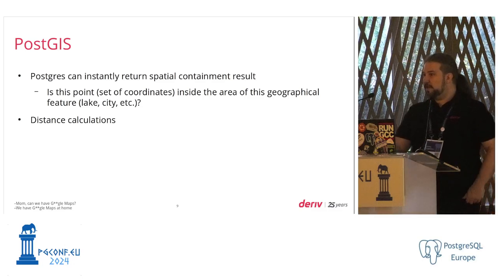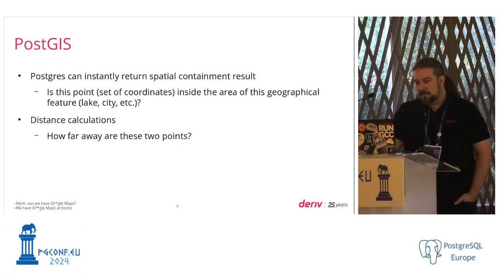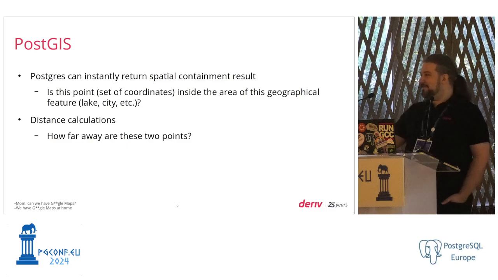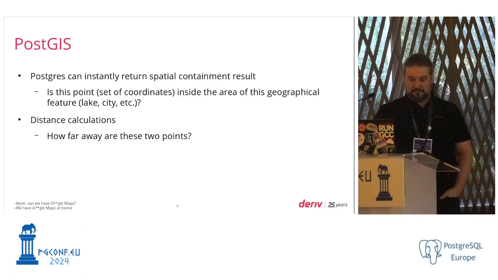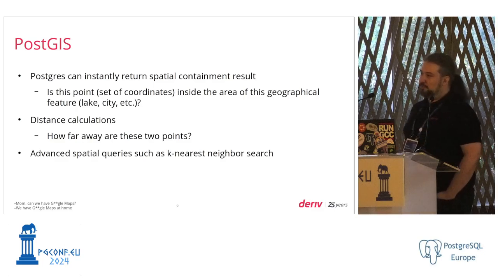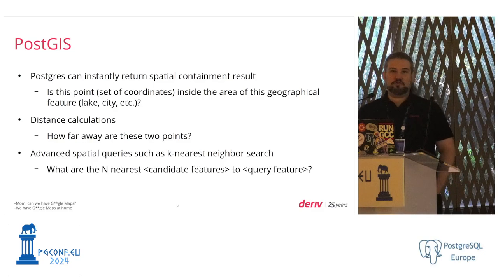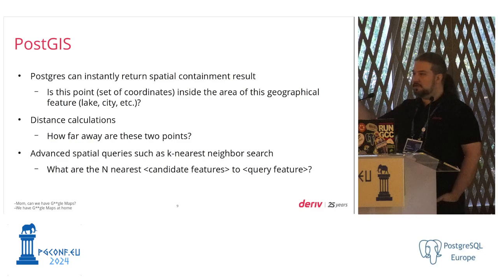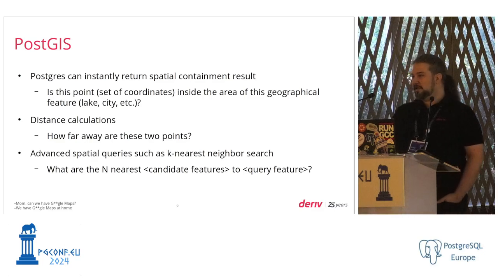It can also perform distance calculations, which are complicated because, unfortunately, the Earth isn't flat. And it can tell you how far. I see shocked looks in the audience. And it can also tell you how far away two points are from each other. But you can also perform advanced queries, such as the K nearest neighbor search, which means what are the nearest candidate features to this query feature. So you can say, what are the nearest shops that serve espresso near the Devani Carvel Hotel?